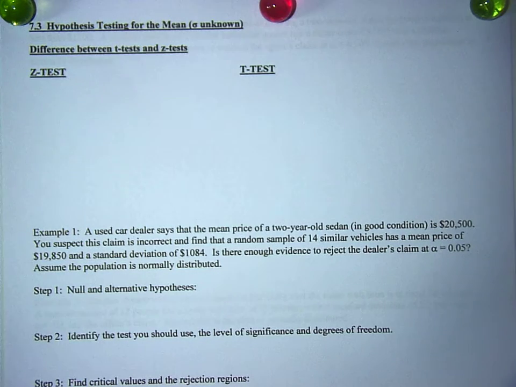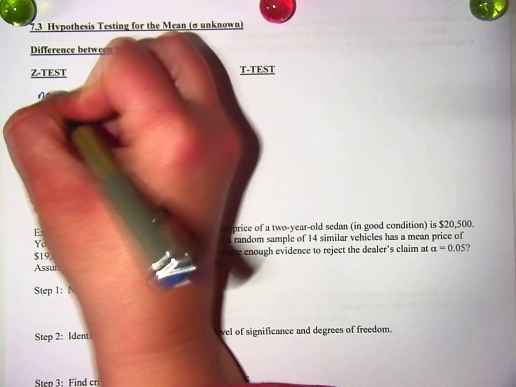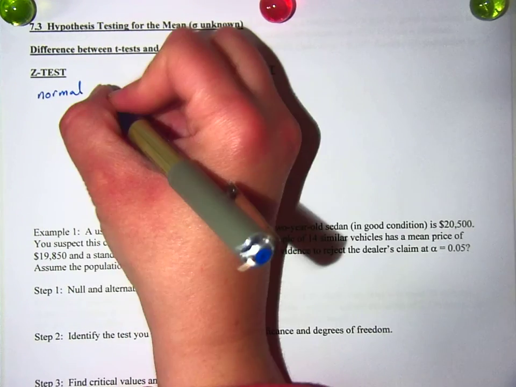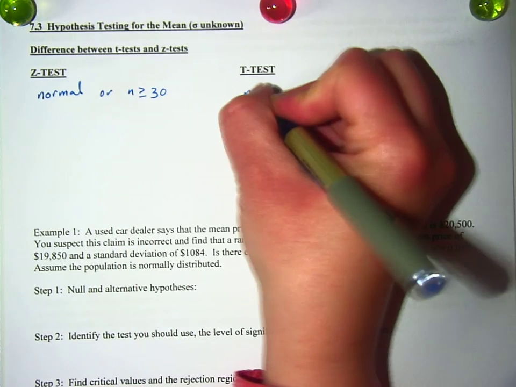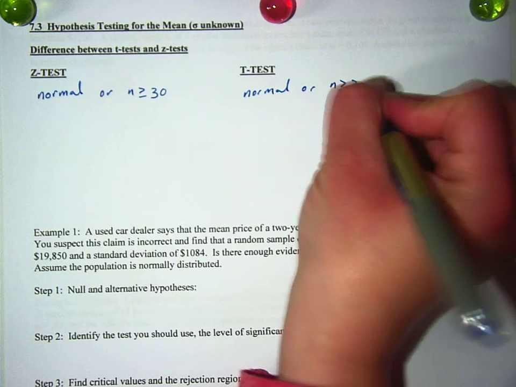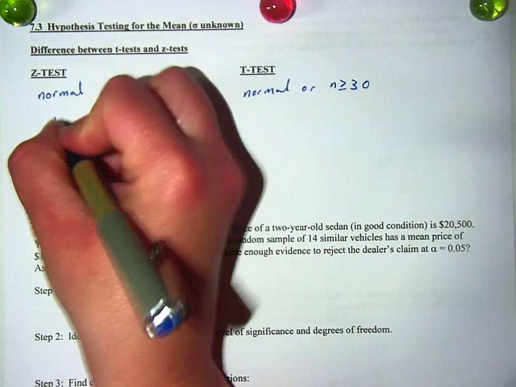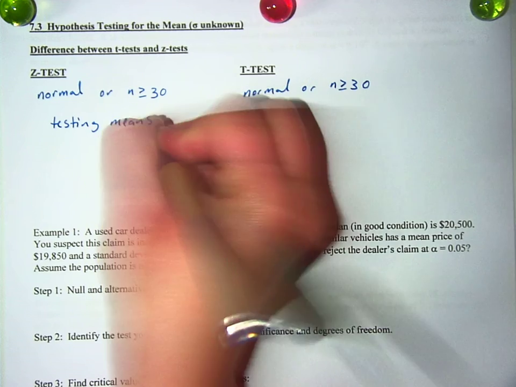So the difference between a t-test and a z-test is that for both of them, you need a normal population, or you need n greater than or equal to 30. So I'm going to write that on both sides. These both have to do with testing means. And the next section won't.